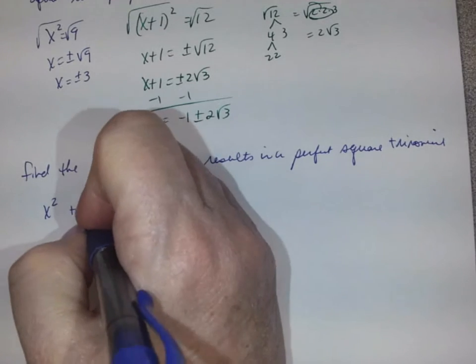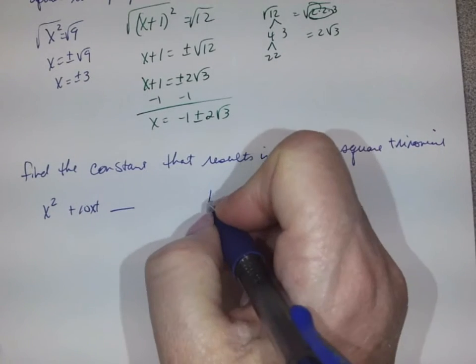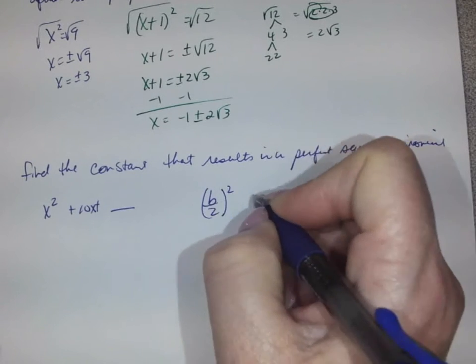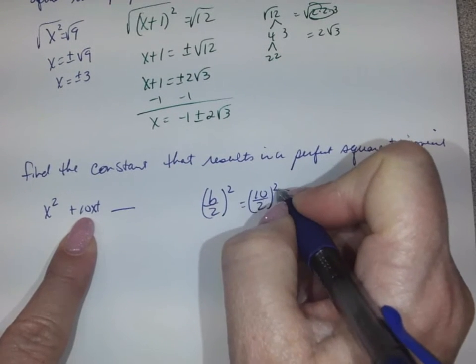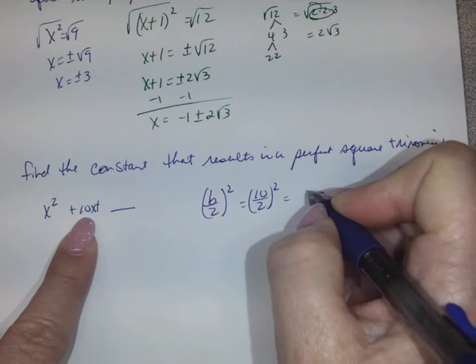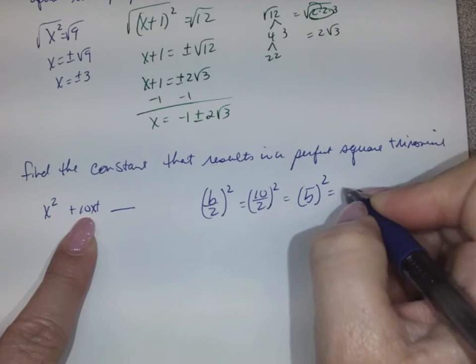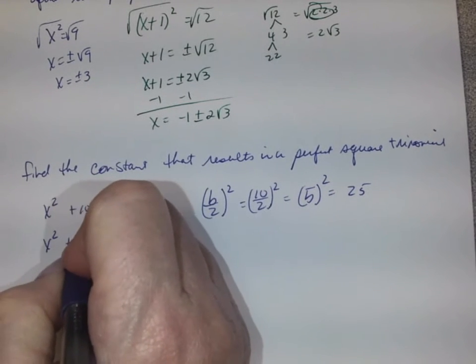So this is where we're going to take our b divided by 2 and square it. Our b is equal to 10, divided by 2 squared. That'll get us 5 squared, which is 25. So we'll have x squared plus 10x plus 25. Now, we want to do the factor part.